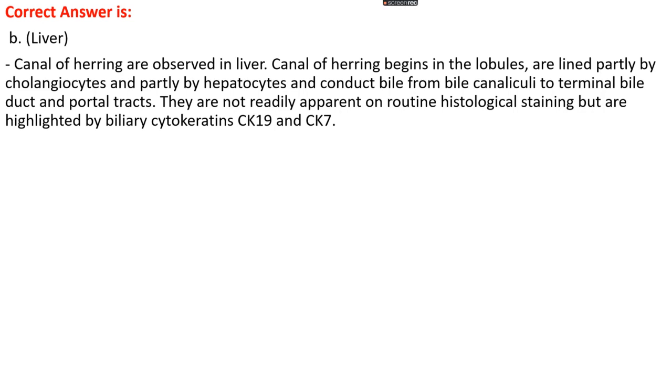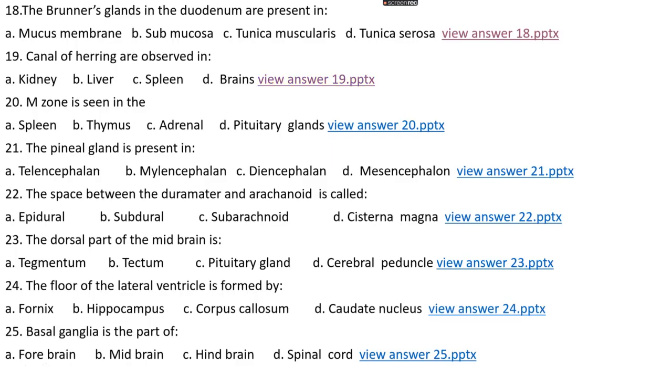It mainly conducts bile from the bile canaliculi to the terminal bile duct and portal tract. It's not readily apparent on routine histological staining, but is highlighted by biliary cytokeratin, that is CK19 and CK7.